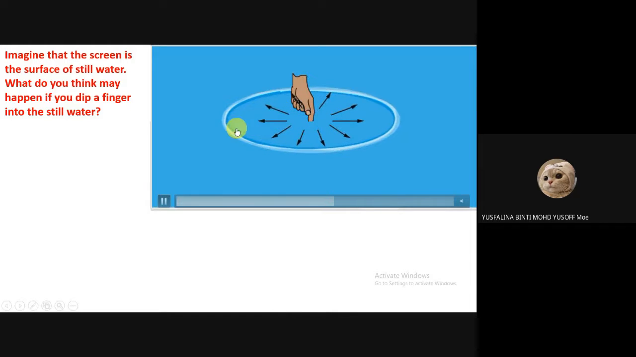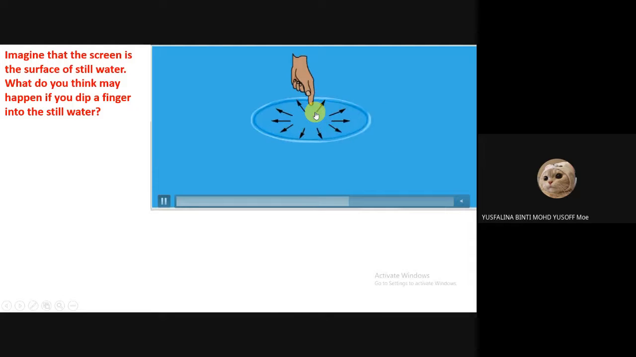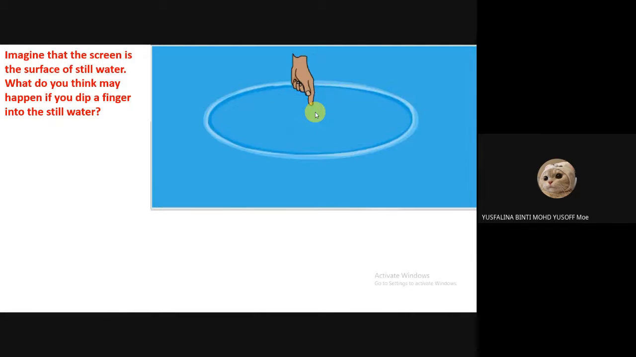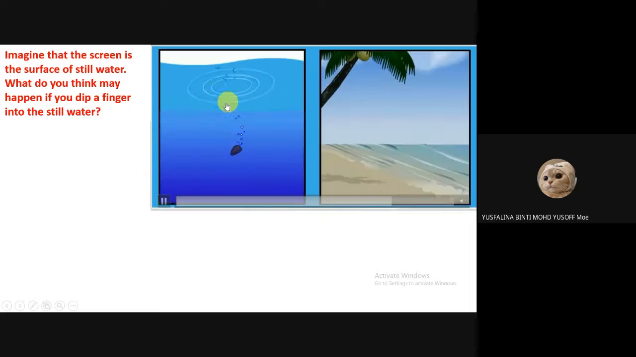So here imagine that the screen is the surface of a still water, right? So what do you think happens if you dip a finger into the still water? It can produce the wave, right? And the wave is in a circular shape, and it propagates, right? It moves outward from the center of the circle. And as you can see here, we call it the wavefront. So all the circular shapes, we call it the wavefront.